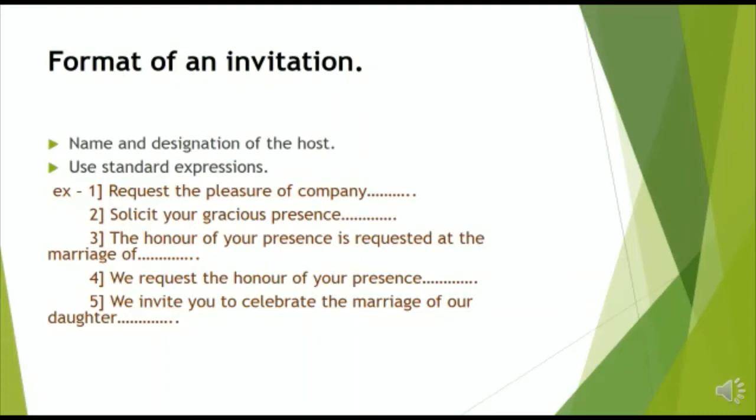Examples: request the pleasure of company. Next one, solicit your gracious presence. Third one, the honor of your presence is requested at the marriage of. Next one, we request the honor of your presence. Last one, we invite you to celebrate the marriage of our daughter.